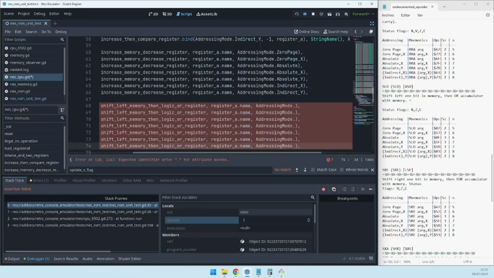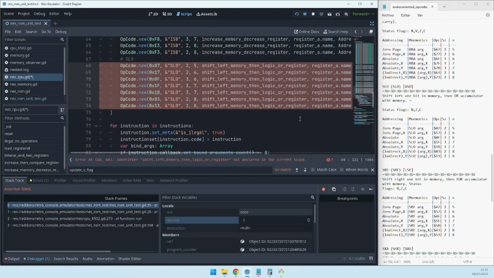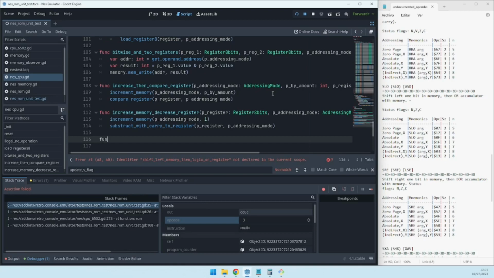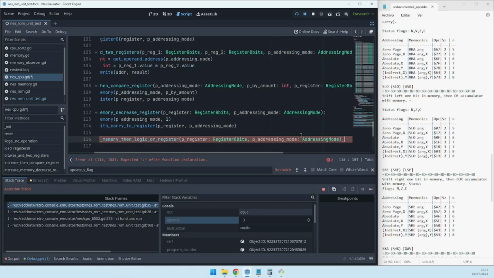Okay, cool. And now we have to update the addressing mode, which I believe matches this one: zero page, zero page X, absolute, absolute X, absolute Y, indirect X and Y. So yes, it matches all these. Copy. And come here and paste it. And now we can implement this. Func shift left memory and then OR, logic OR, register and addressing mode.